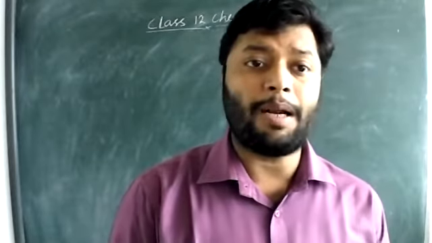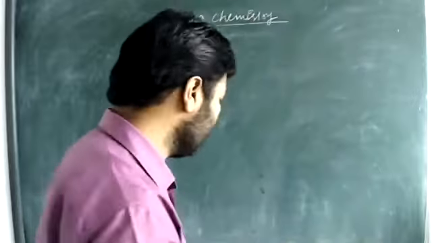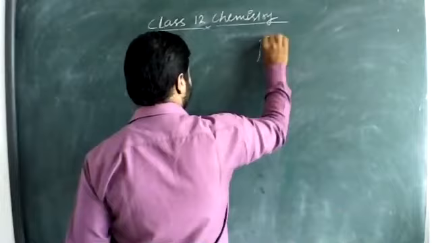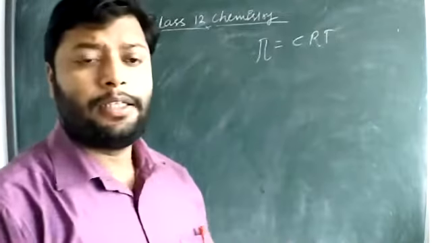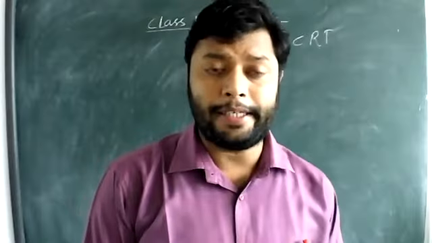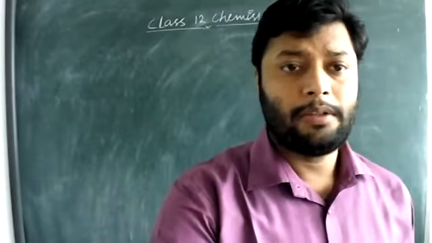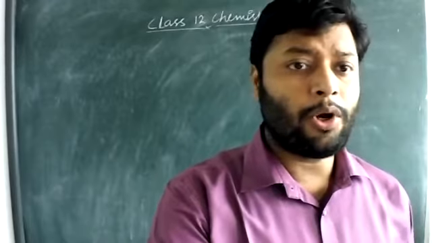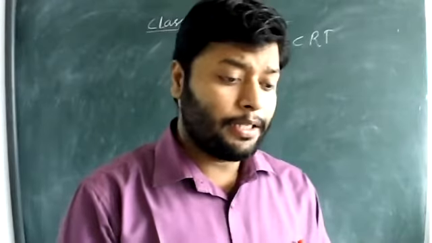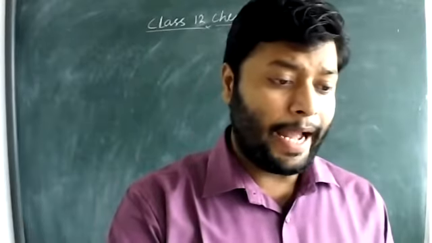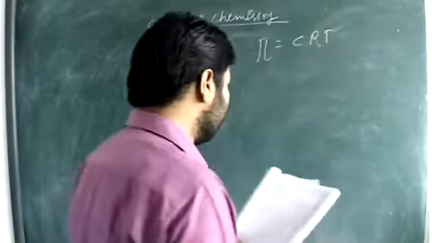For osmotic pressure, you know the van't Hoff formula: pi equal to CRT. Where C is the concentration in terms of molarity, the number of moles per liter of the solution. So look at the condition: 36 gram of glucose present in a liter of its solution has an osmotic pressure of 4.98 bar. That is the first condition given.